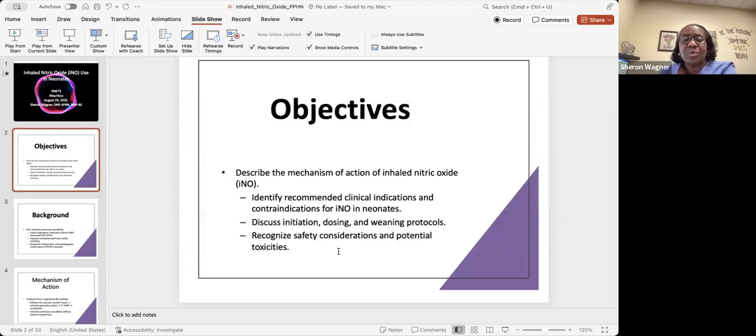The objectives for this talk are to describe the mechanisms of action of inhaled nitric oxide. We'll also discuss the recommended clinical indications and contraindications for nitric oxide use in neonates, discuss initiation, dosing, and weaning protocols, and recognize safety considerations and potential toxicities.